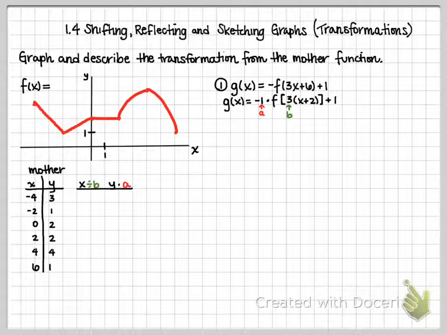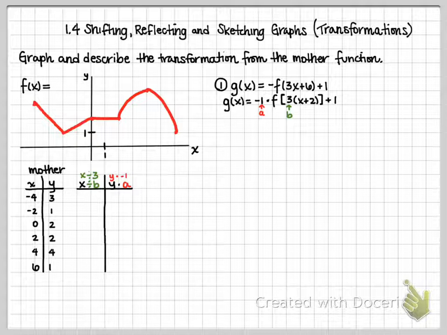So I'm going to take my previous table of values, take the x's and divide them all by b, and take the y's and multiply them all by a. Excuse me, a. So let's put that number there too. Since b was 3, I'm going to take my x and divide by 3. And with my y, I'm going to multiply by -1. I'll go ahead and put these into the table.